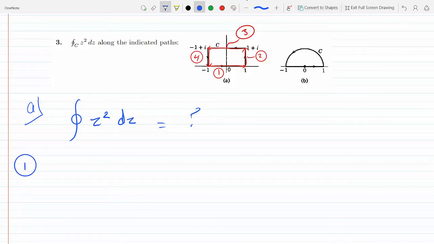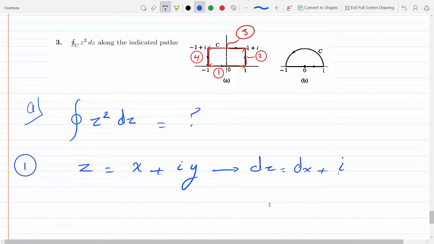So path number 1. Okay, what's z? Well, this is a complex function. Remember, we're dealing with complex functions. z is x plus iy. So then we can find dz from here. So what's dz? x becomes dx, and y becomes dy. So this is i dy.